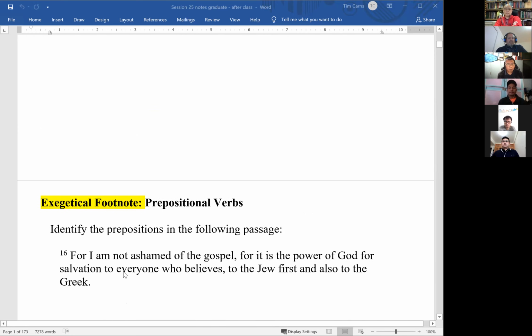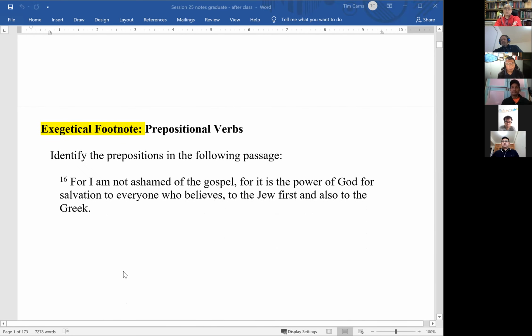And then if you have questions, we can cover that. So here we have this passage. Let's first just identify the prepositions in this passage, okay?